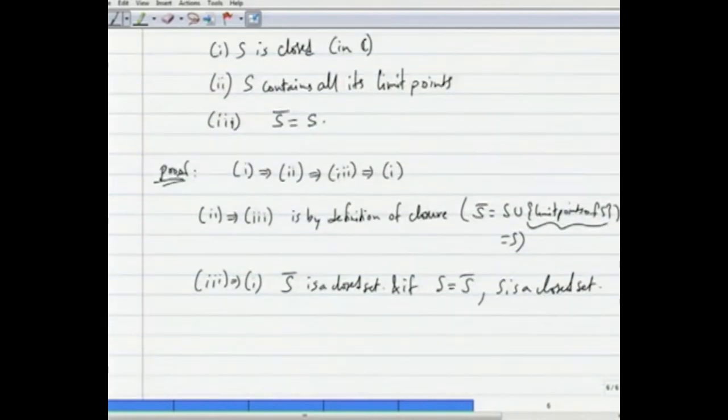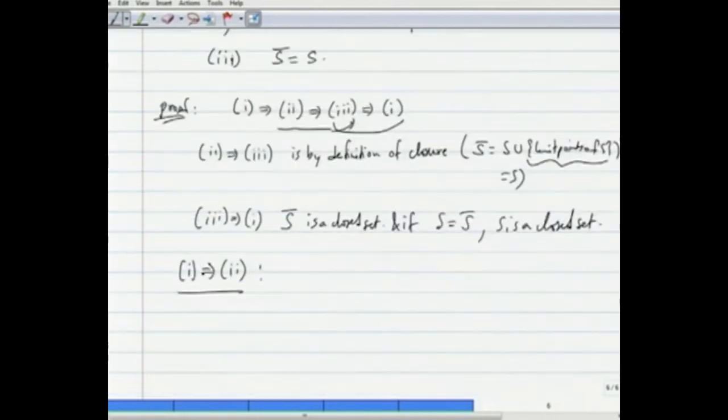So, 3 implies 1, okay. And so, we have shown 2 implies 3 and 3 implies 1, okay. We have shown both these, okay. And so, we have to show 1 implies 2, that if S is a closed set, then it contains all its limit points.